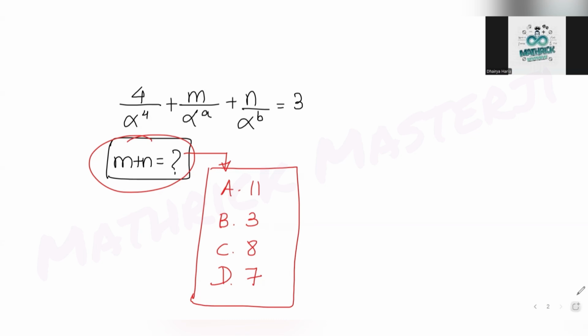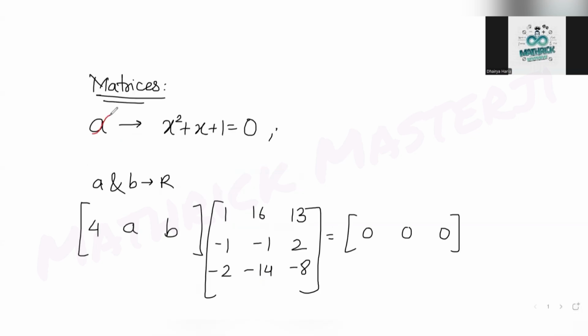Let's see how to solve this question further. It says that alpha is a solution of the equation x squared plus x plus 1 equals 0, right? And we have been given a condition as well. So first let's try to find a and b by solving this whole matrix product.